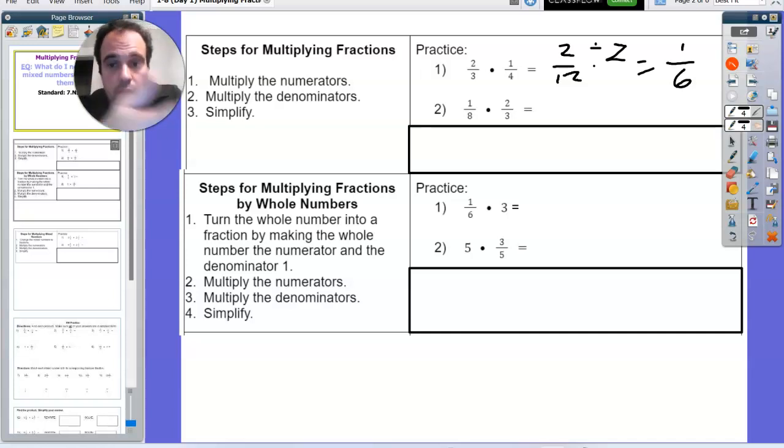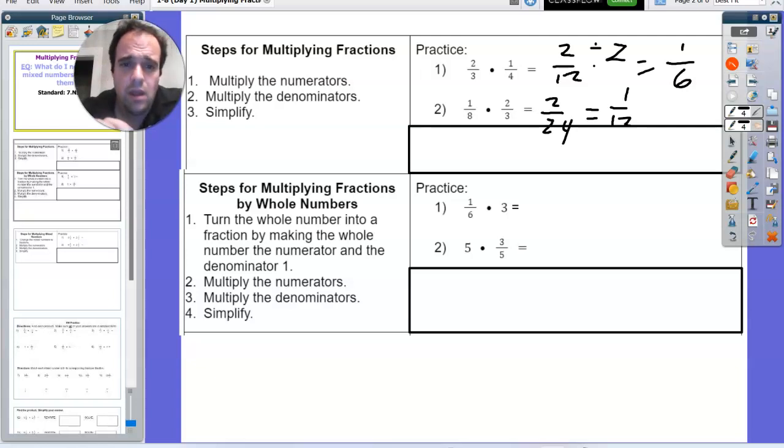Now we're doing the second idea. 1/8 times 2/3. 1 times 2 is 2. 8 times 3 is 24. We again divide those both by 2. We get 1 and 12. So 1/12 being our final answer. Multiplying fractions across is pretty simple.